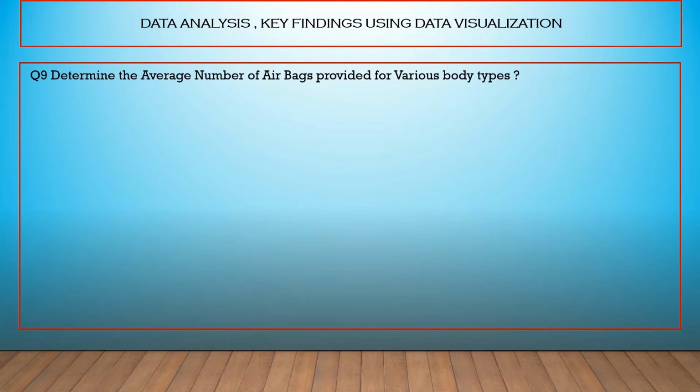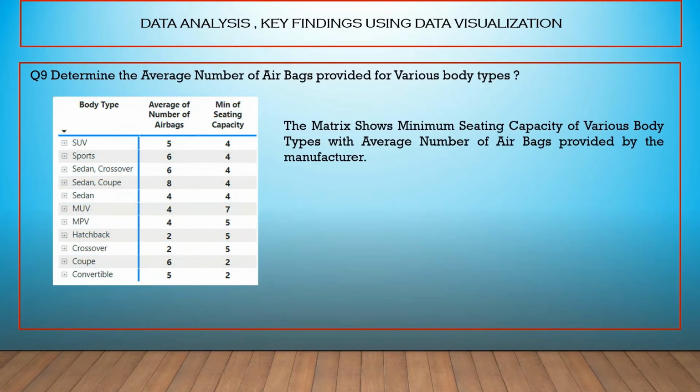Our next objective is to determine the average number of airbags provided for the various body types. Here we have used a matrix which shows the minimum seating capacity of various body types with the average number of airbags that is provided by the various manufacturers.